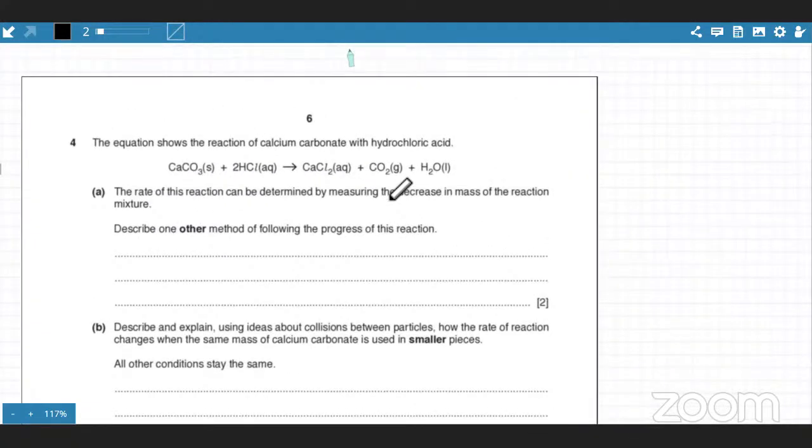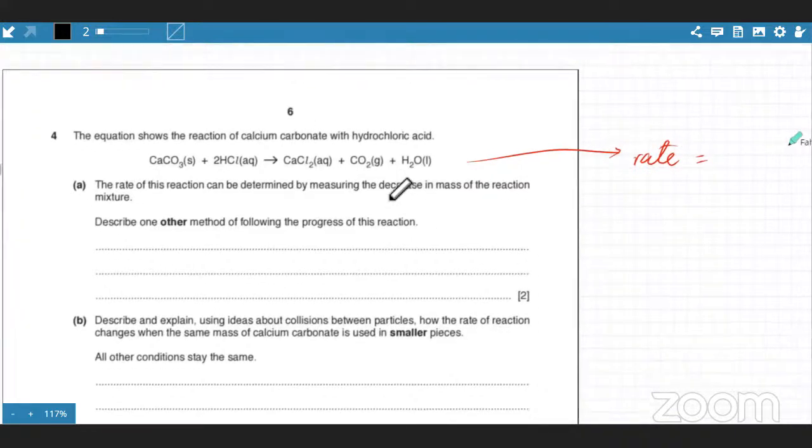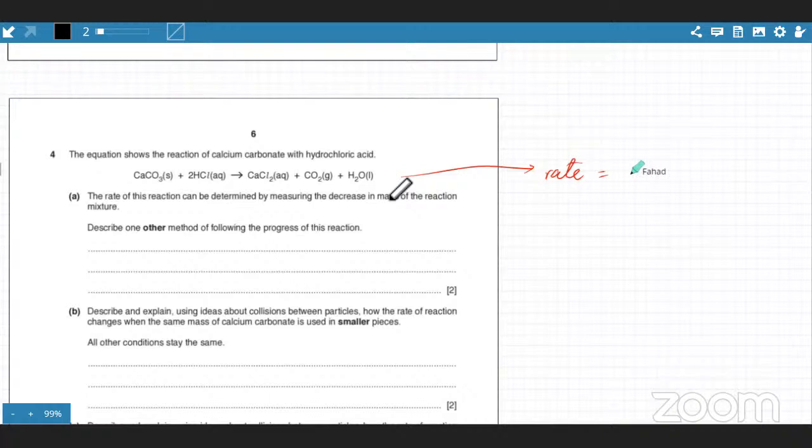So, just a quick recap about rate. What is rate? What do you mean when you talk about rate of reaction? Remember, whenever someone is talking about rate, what they're basically talking about is how fast the change is happening with respect to time. Now, this change could be anything. It could be a color change, bubbles of gas being produced, mass being decreased. You just have to measure how fast that change is happening.